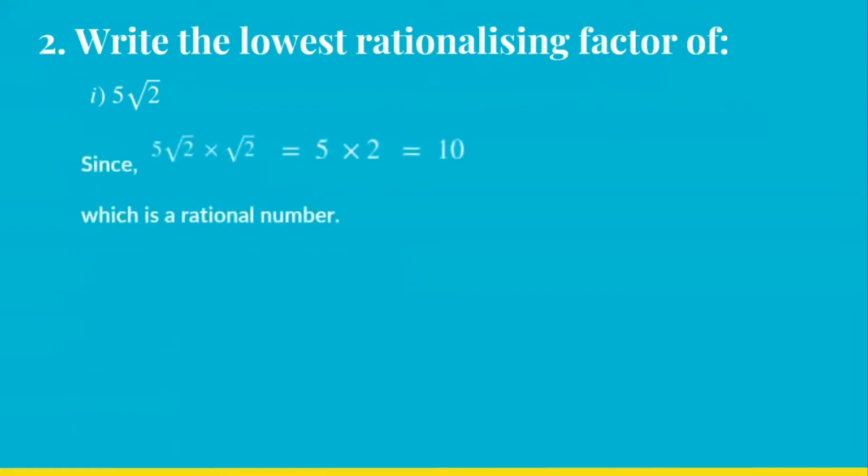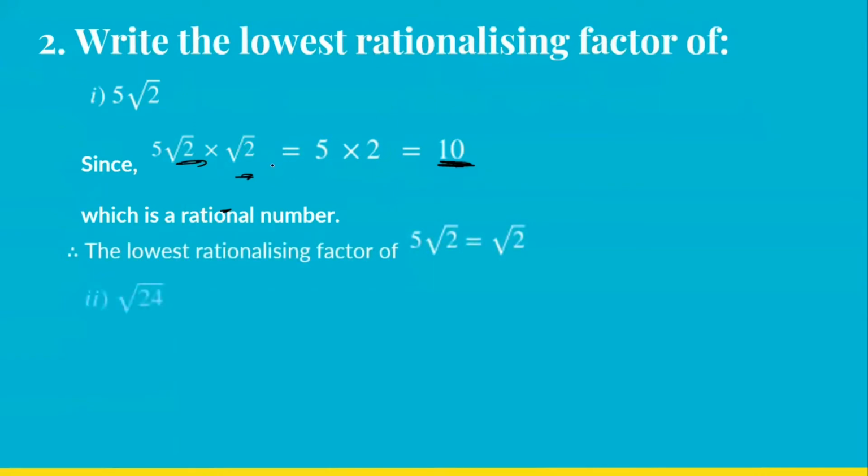So when we multiply by root 2, 5 root 2 into root 2: root 2 into root 2 we get 2, and 5 into 2 is 10. So this is the rational number. Therefore you can say that root 2 is the rationalizing factor of the given irrational number.